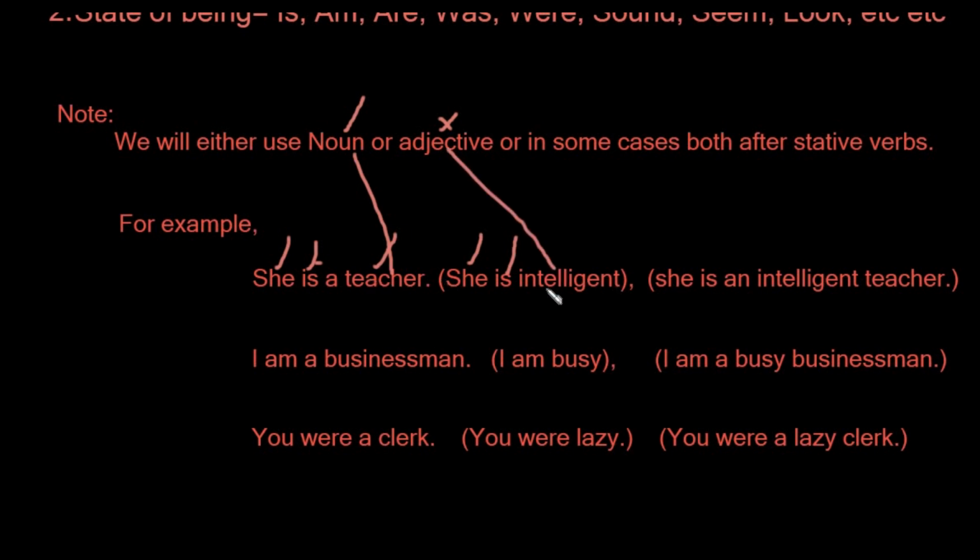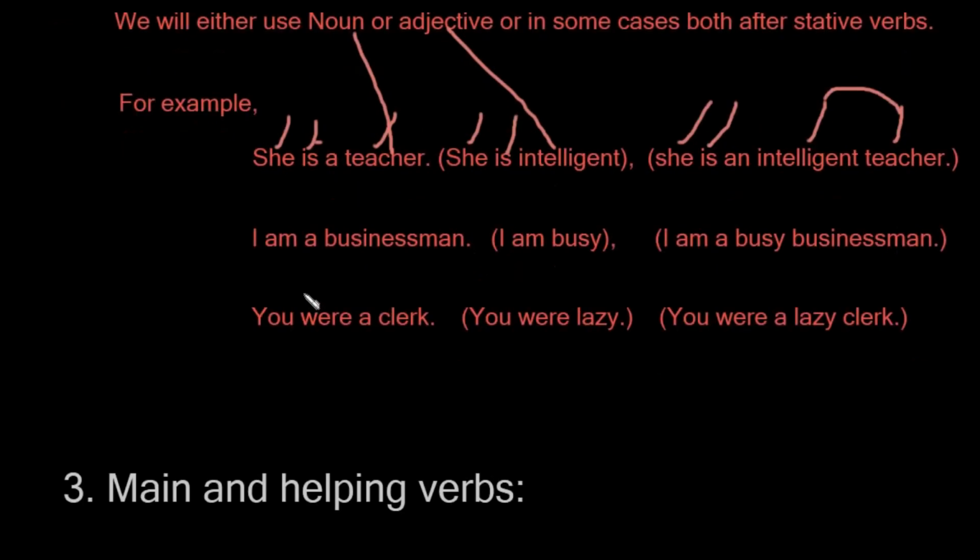Like I said before, I can use both. So she is the subject, is is the stative verb, intelligent is an adjective, and teacher is a noun. So I used both of them. All right, the next sentence I have: I am a businessman. I is the subject, am is the stative verb, and businessman is a noun.